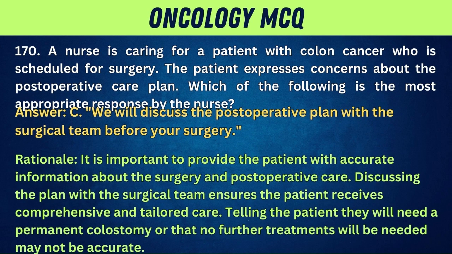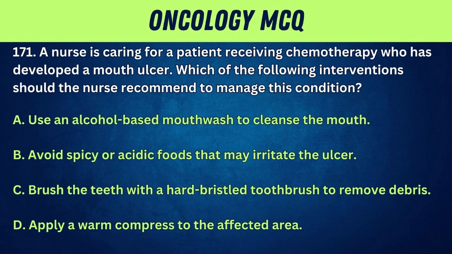Rationale: it is important to provide the patient with accurate information about the surgery and postoperative care. Discussing the plan with the surgical team ensures the patient receives comprehensive and tailored care. Telling the patient they will need a permanent colostomy or that no further treatments will be needed may not be accurate. 171. A nurse is caring for a patient receiving chemotherapy who has developed a mouth ulcer.